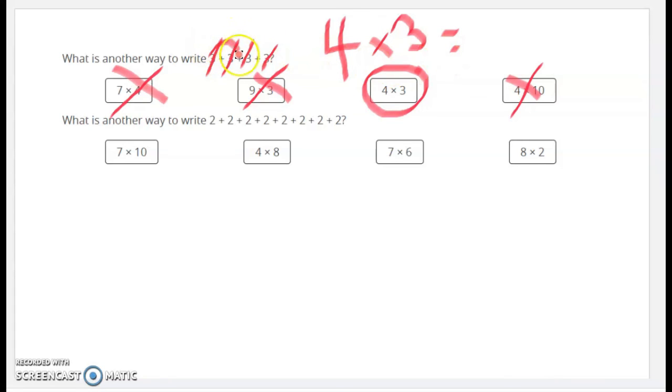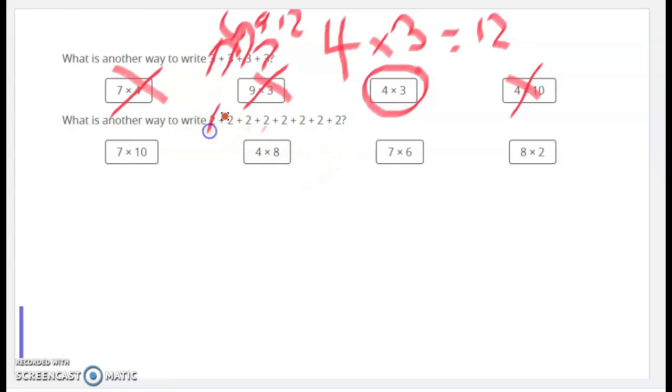We have 3 plus 3 is equal to 6. 6 plus 3 more is going to be 9. 9 plus 3 more is going to be 12. So 4 times 3 is equal to 12. The product of multiplying 4 times 3 is 12. What is another way to write 2 plus 2 plus 2 plus 2 plus 2 plus 2 plus 2 plus 2? 2 is repeated by itself here how many times?